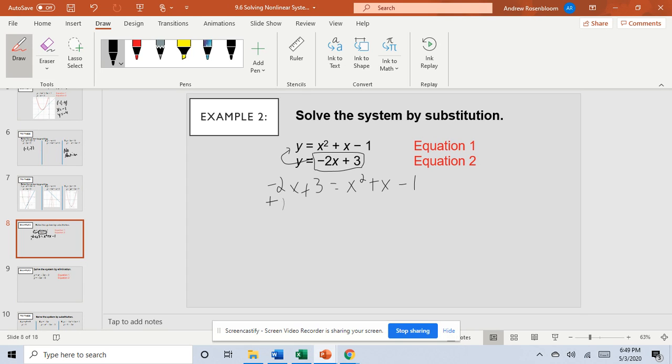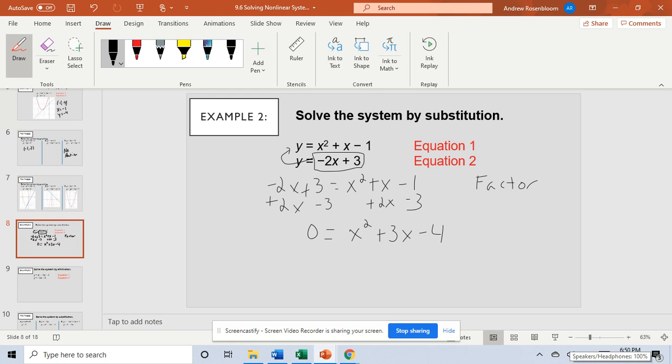Now let's solve this. So I have to set it equal to 0, add the 2x to both sides, and subtract the 3 from both sides. So now I'm going to end up getting 0 is equal to x squared plus 3x minus 4. So now you can think to yourself, okay, I have a quadratic. Let me think of the different ways I could solve a quadratic. Easiest way is to factor. So I'm going to see if I can factor this. If not, I'm going to have to use the quadratic formula or go with a different technique.